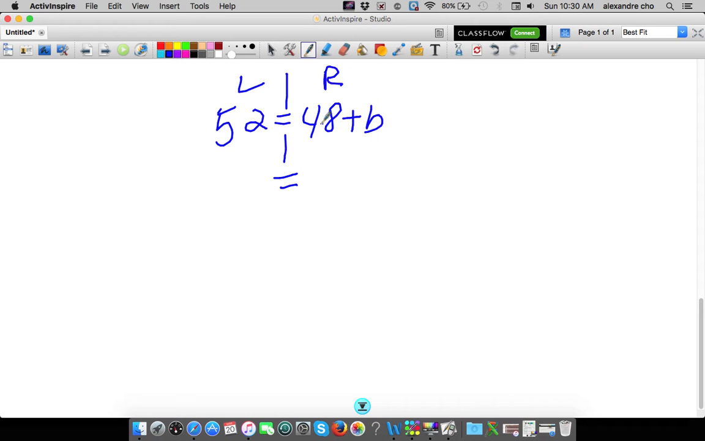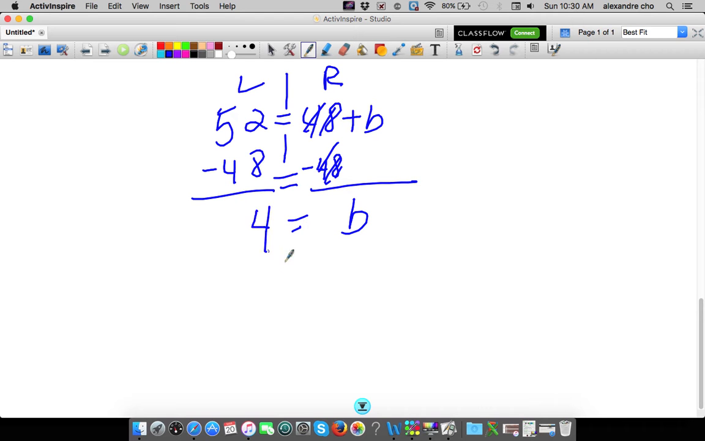So 48 plus a particular number equals 52. We have to find what that is. So we're going to do the opposite. The opposite of plus 48 is minus 48. And I'm going to do minus 48 here as well. These two cancel out. B comes down. And on this side, 52 minus 48 is 4.